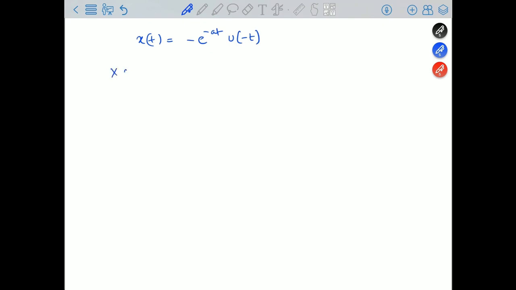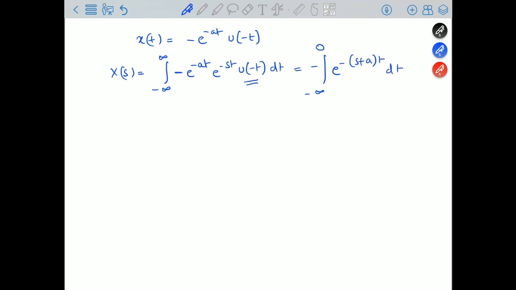So now we'll do the same mathematics to calculate the transform. So that will be integral from minus infinity to infinity of minus e raised to the power minus at, e raised to the power minus st, u of minus t dt. That will be equal to minus of the integral from minus infinity to 0, because of this u of minus t factor, of e raised to the power minus (s plus a)t dt. And what will be X of s? X of s will be equal to 1 over s plus a.